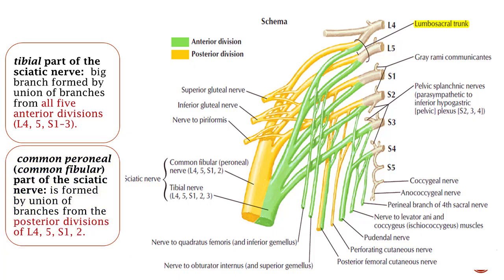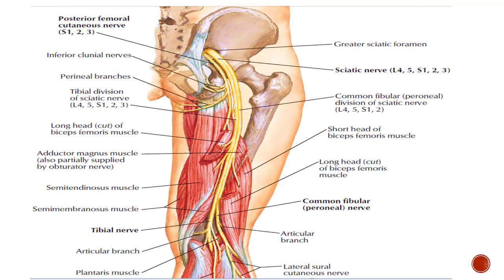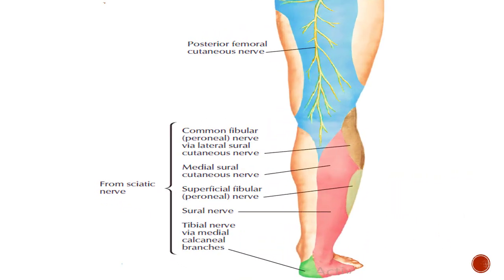The sciatic nerve provides motor innervation to the posterior compartment of the thigh. Besides providing motor innervation, the sciatic nerve also gives sensory innervation to the lateral side of the leg and foot, and also to the lower third of the anterior surface of the leg and foot.